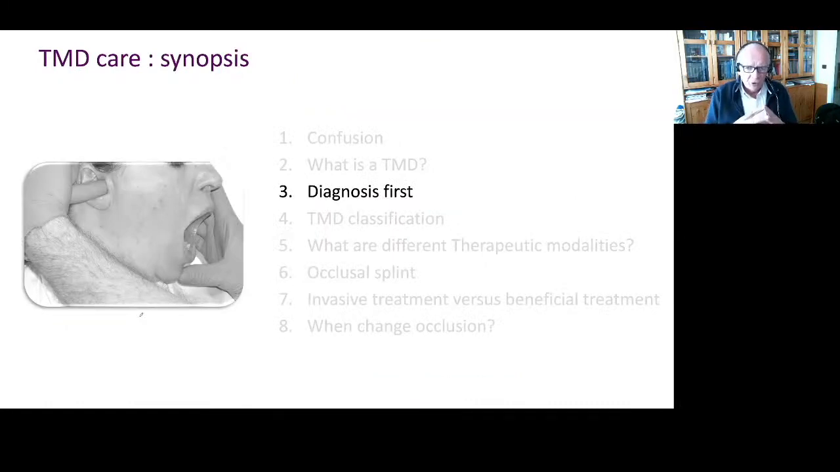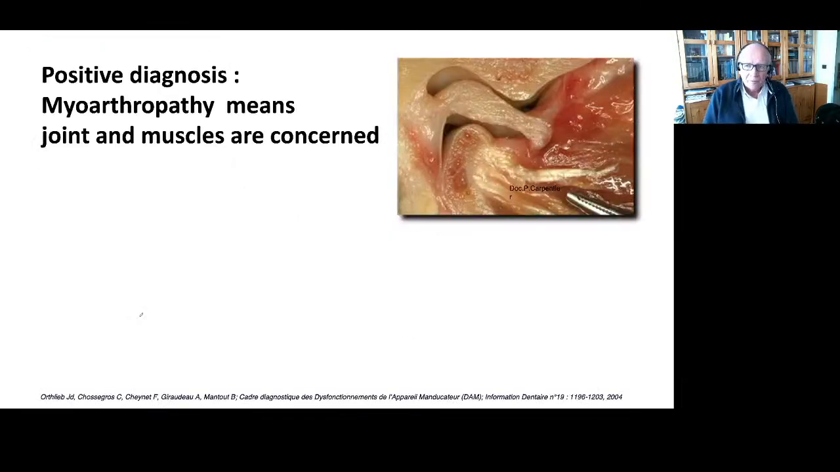Okay, now we have a definition. We know that in medicine it is diagnosis first. Also, we need to join to the definition criteria of diagnosis to obtain a positive diagnosis. Not just a soft hypothesis. Myoarthropathic means joint and muscles are concerned.